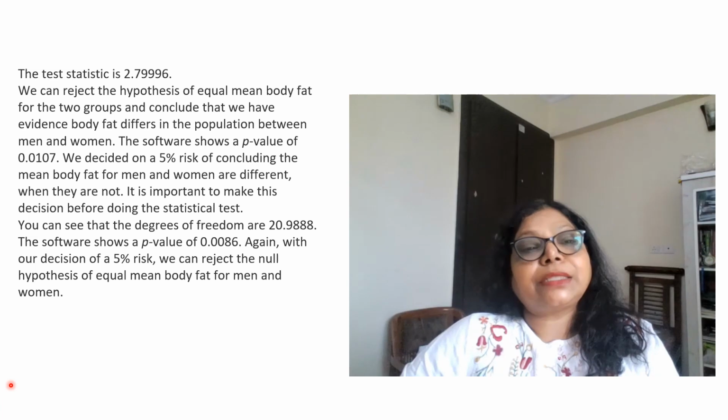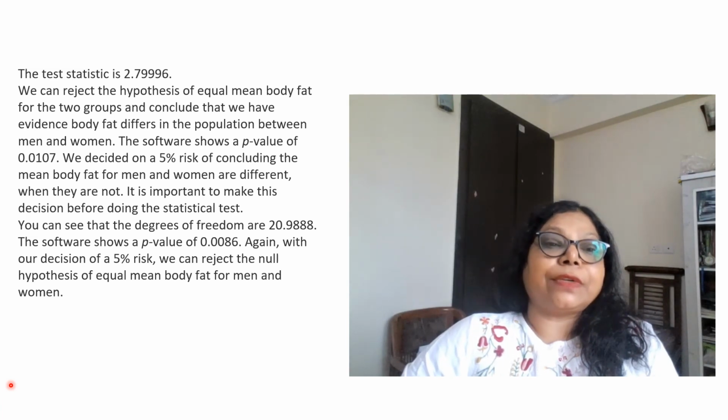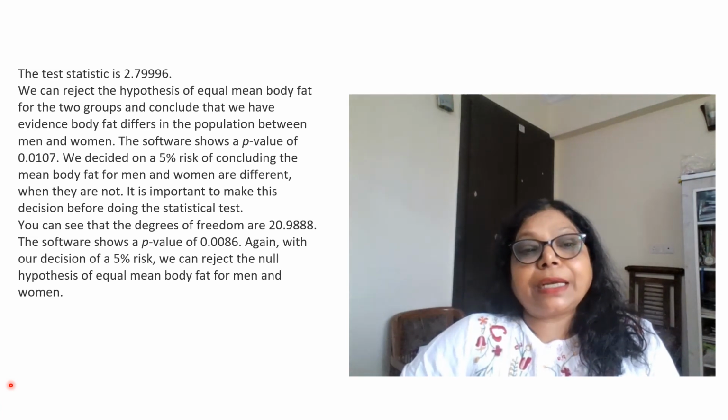The one-sided tests are for one-sided alternative hypotheses, for example, a hypothesis that mean body fat for men is less than that for women. In that case, we can use a one-sided test. Here we can reject the hypothesis of equal mean body fat for the two groups and conclude that we have evidence that body fat differs in the population between men and women.